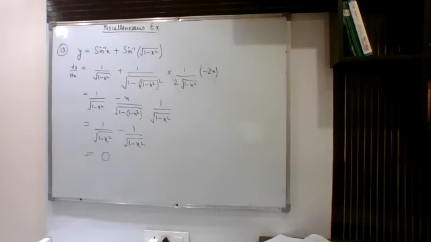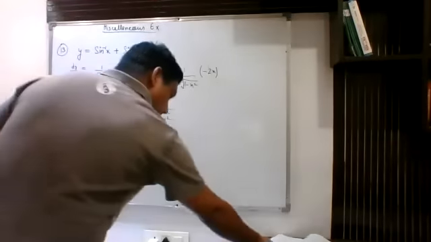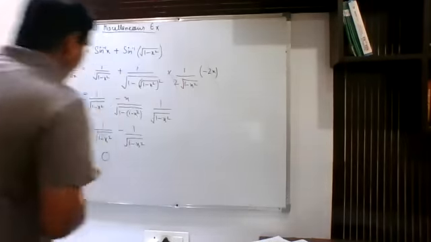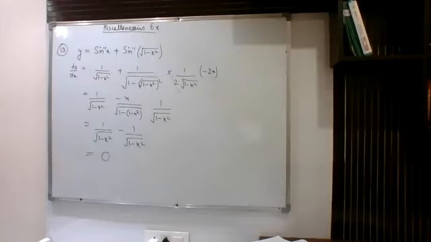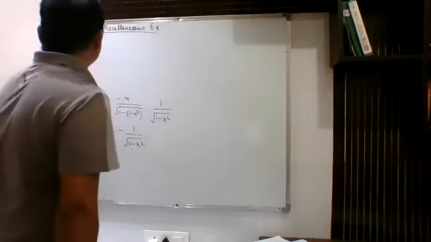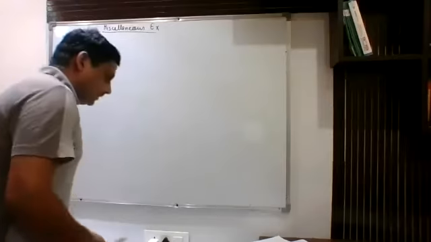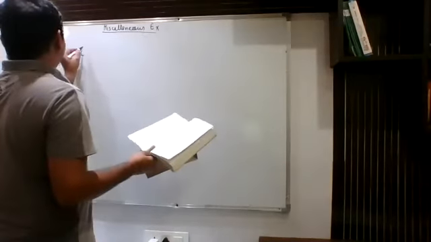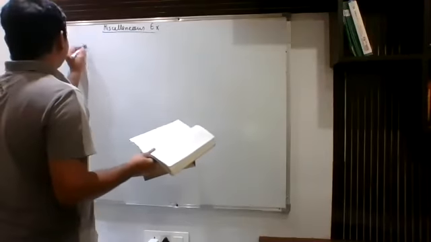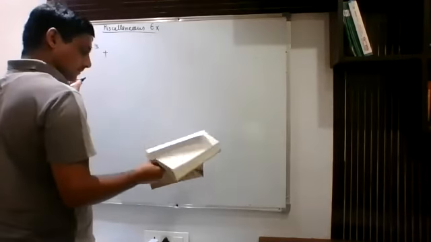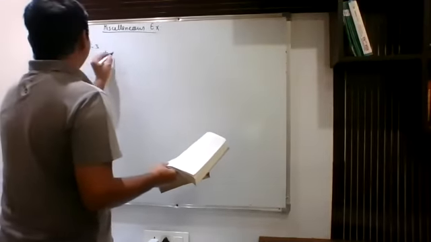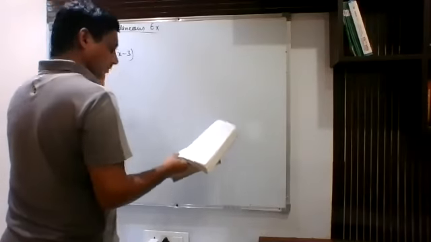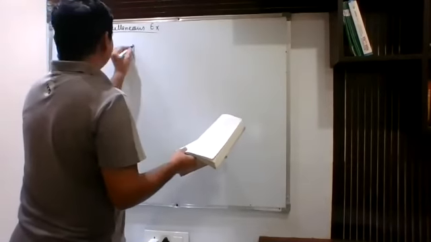Okay, so after this 13, let us do some more questions. So you can write question number 11 after this. Question number 11. So in number 11, you can see that it is written in this form: x to the power of x square minus 3 plus x minus 3 to the power of x square.